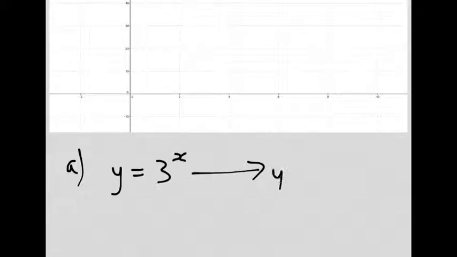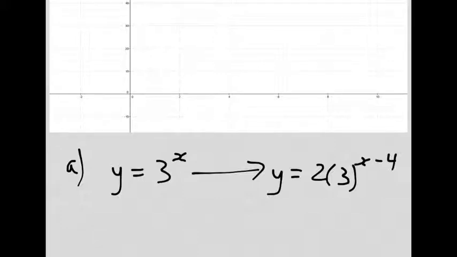Let's take a look at an example where we're going to apply a transformation to just the base function, y equals 3 to the x. And we're going to transform it into a different function using some methods that you've learned in the past. So in this problem we're going to transform the base function y equals 3 to the x to y equals 2 times 3 to the power of x minus 4.